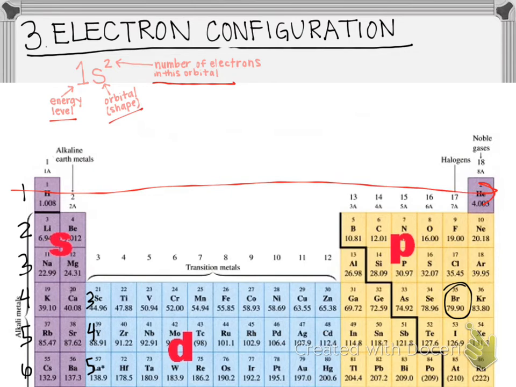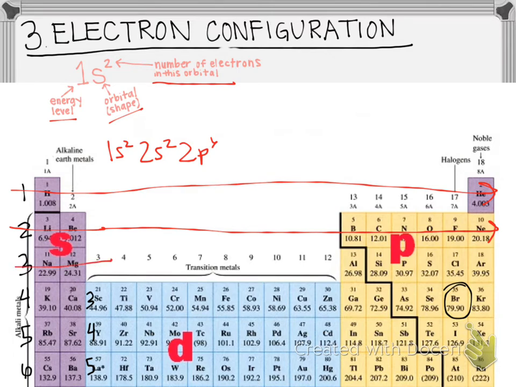1s, you go through 2 elements, so this is 1s2, 2s2, keep going, got to go through 2p6, continue on 3s2, and then you go through 3p6, you go through 4s2.